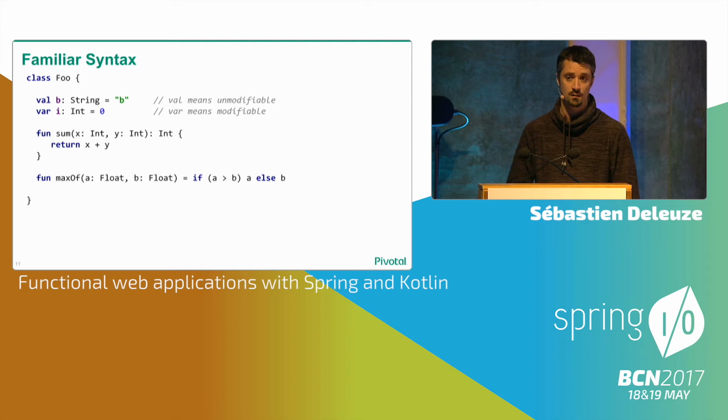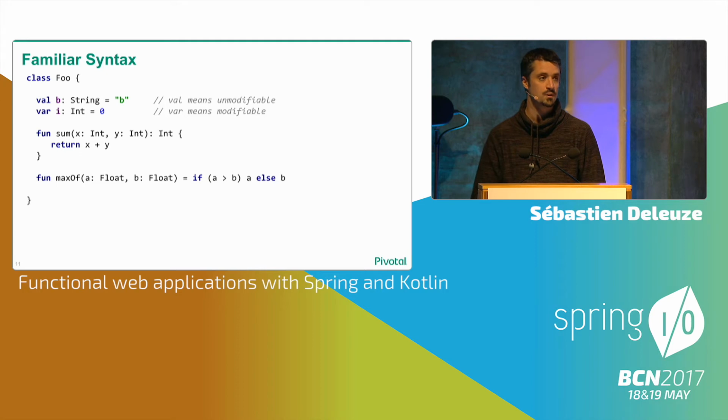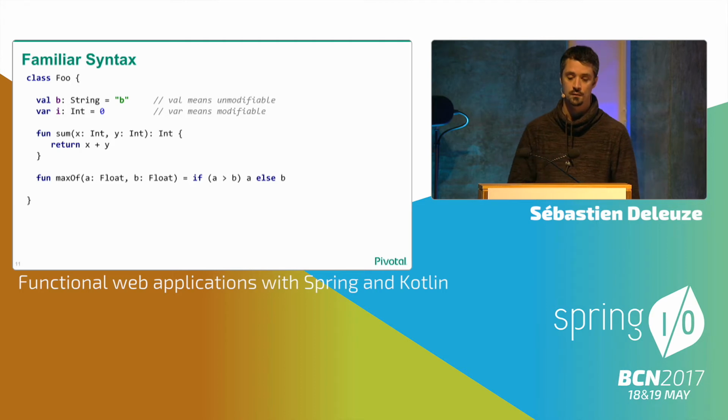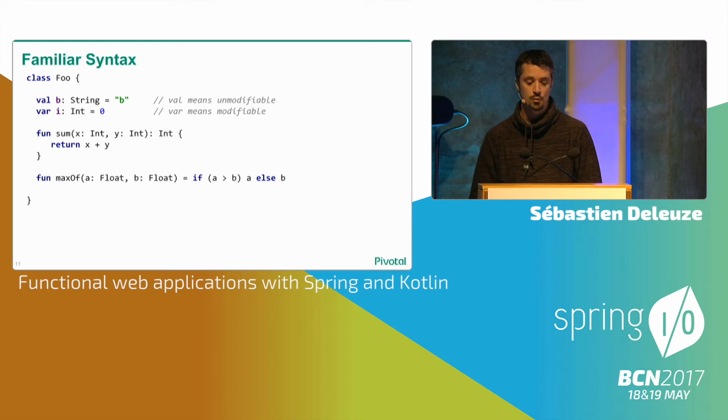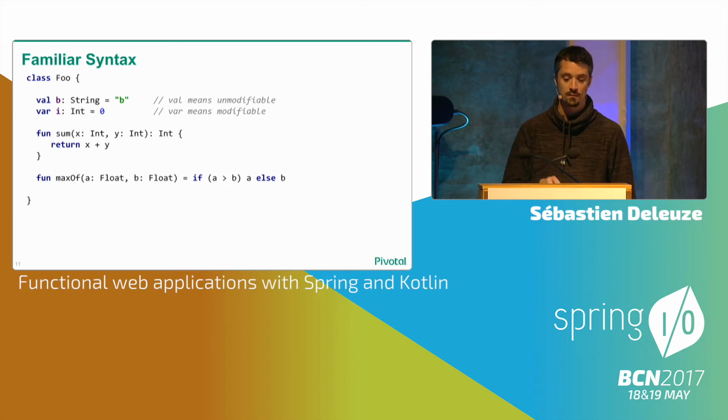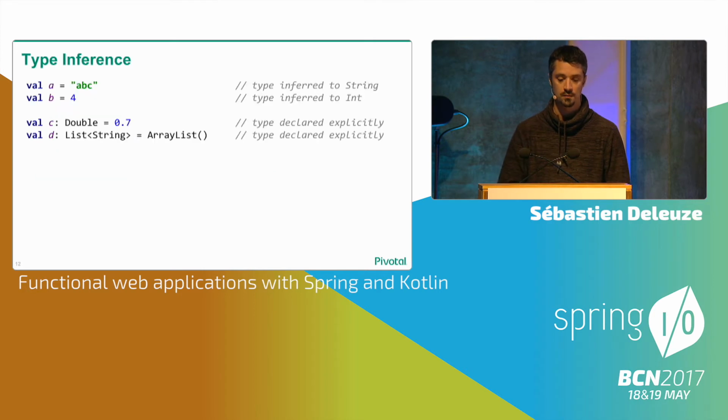So it has a familiar syntax. You have classes, like in Java. Classes are public by default, so you don't have to add the keyword. Val means unmodifiable and var modifiable. Functions are identified by the fun keyword. You can see that the type is suffixed, so you put the type after the variable. And you have a short syntax when your function is only one line. You have this short syntax with equals, and if is an expression in Kotlin, so you can put it directly as a return value. Everything is statically typed. I will talk again about that.